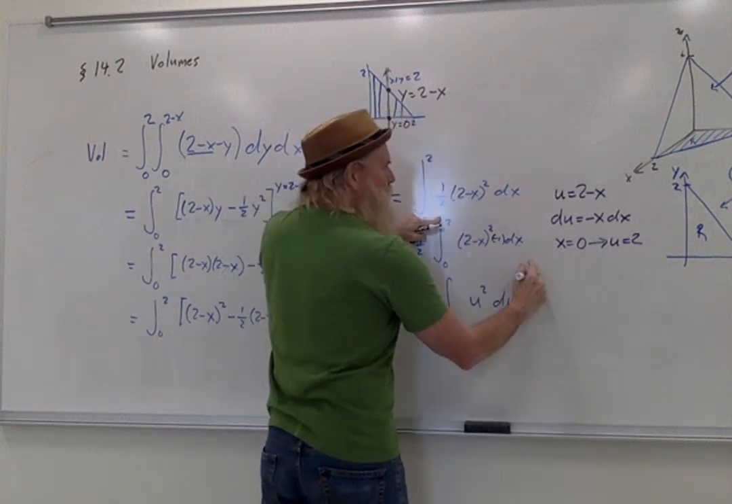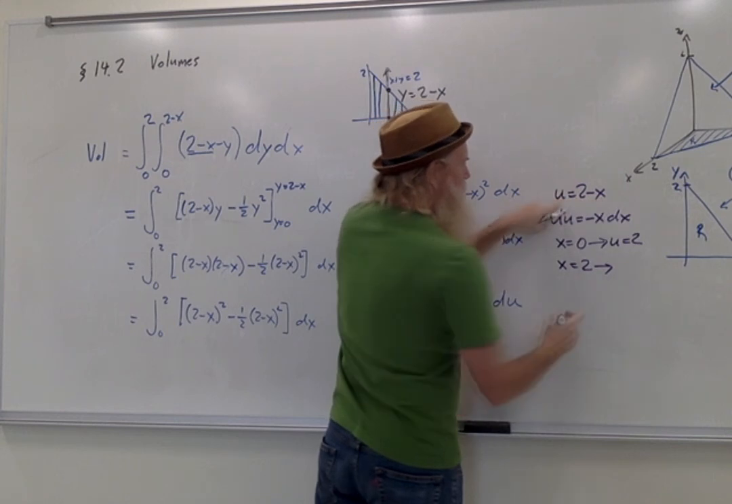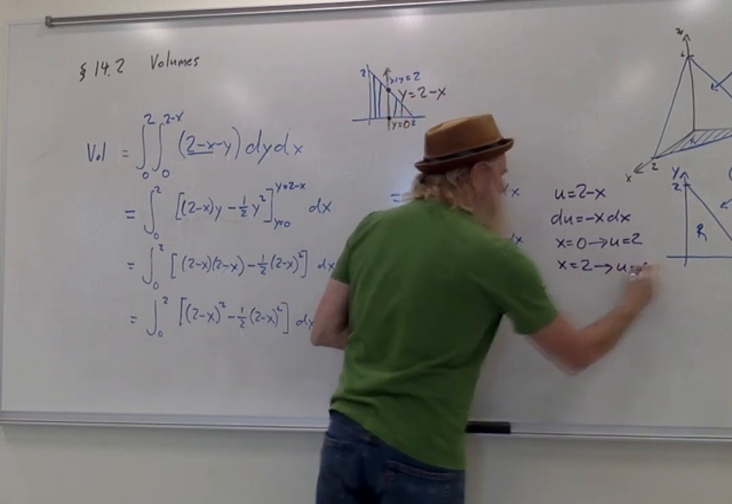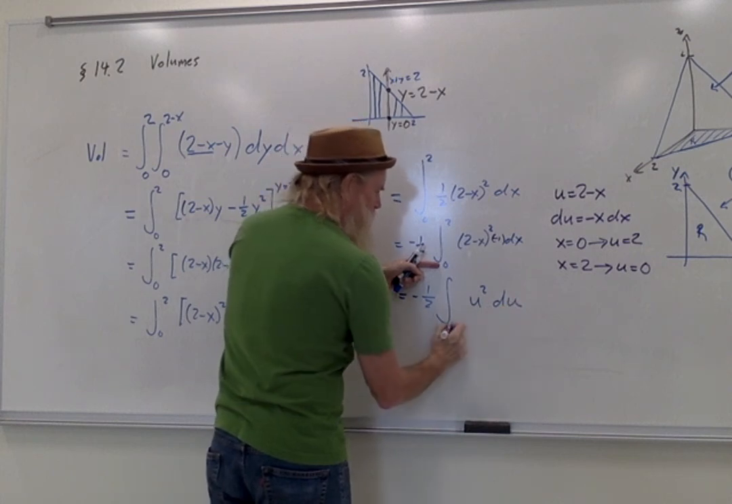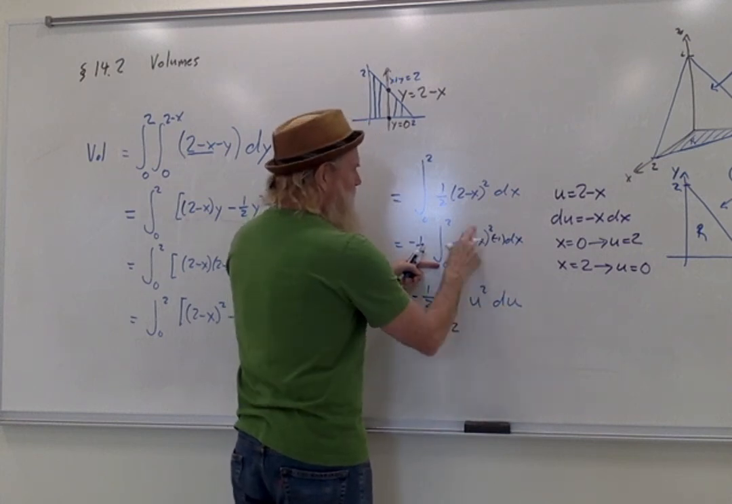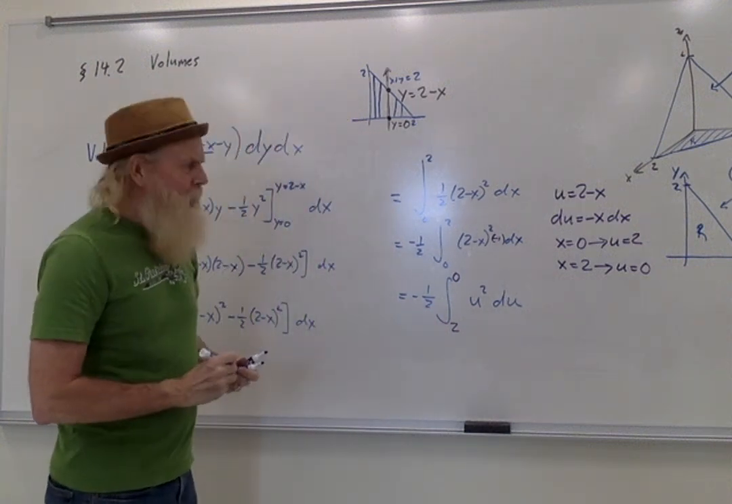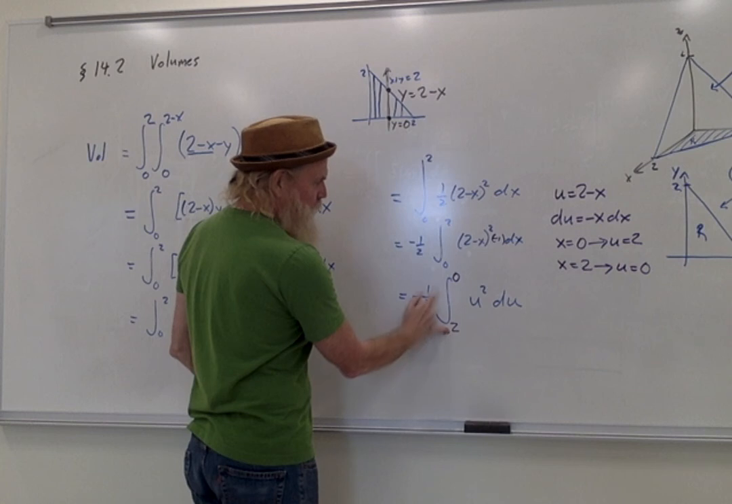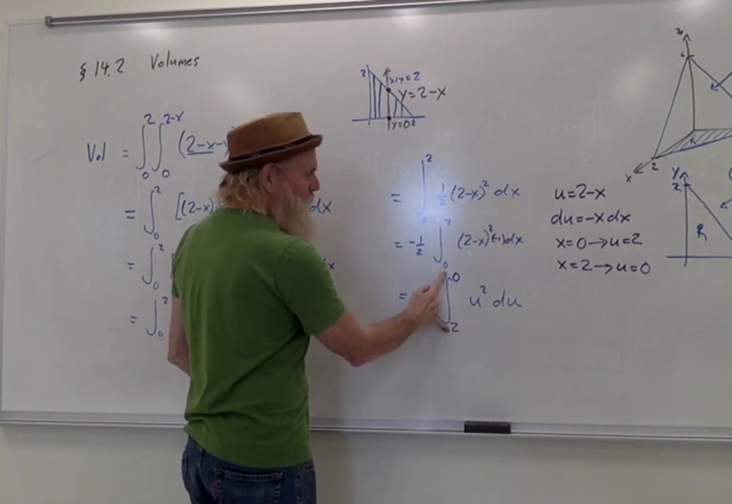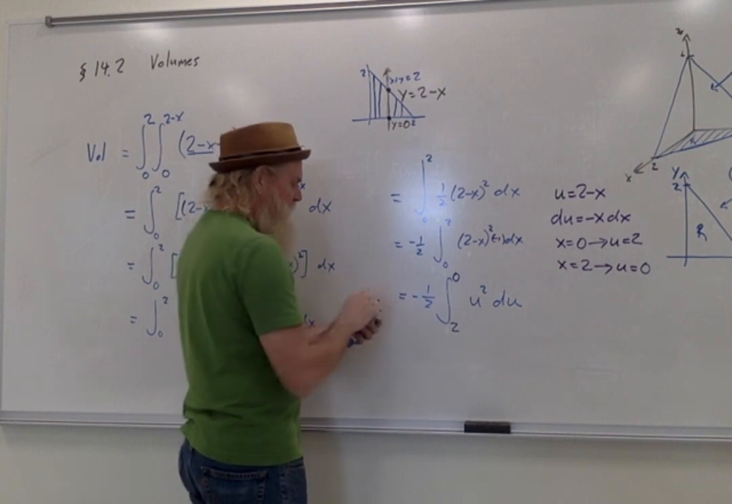And when x is equal to 2, notice that u is equal to 0. So x equals 0 changed into u equals 2. X equals 2 changed into u equals 0. Now it might look a little bit odd to you to have the number 2 on bottom and 0 on the top. But remember, if we want to, we can flip those two and just change the sign in front.